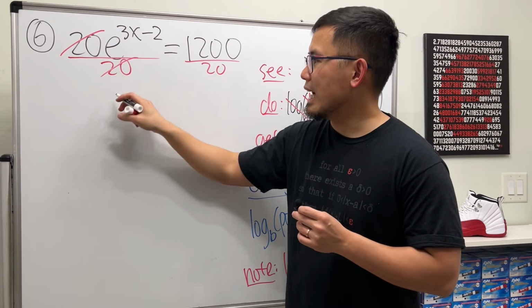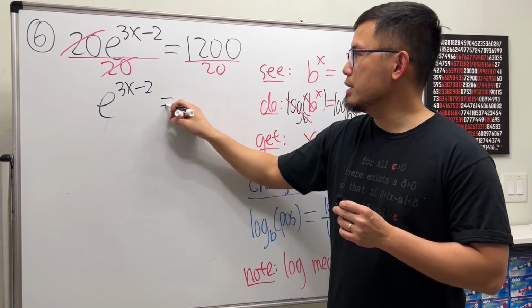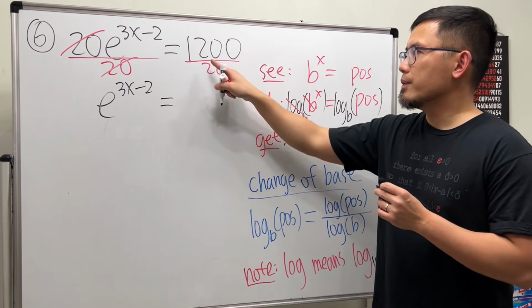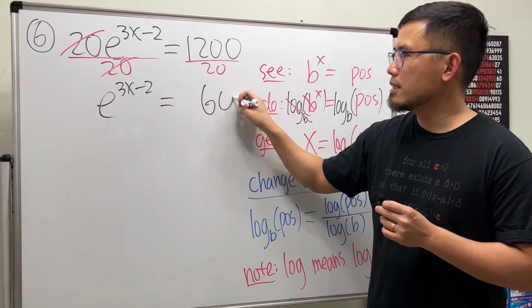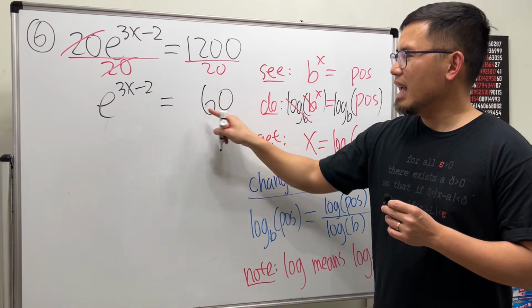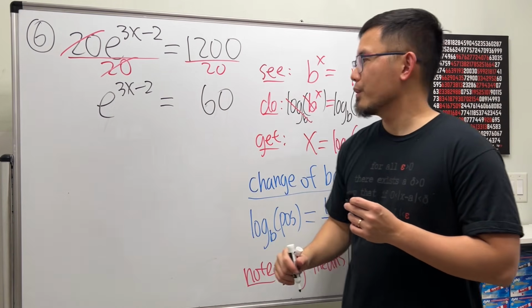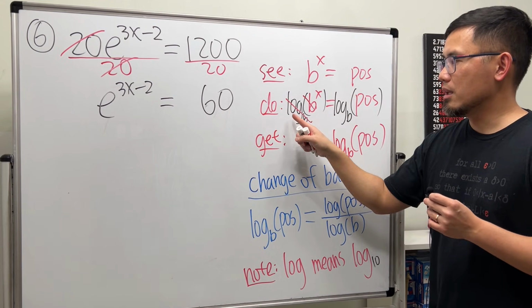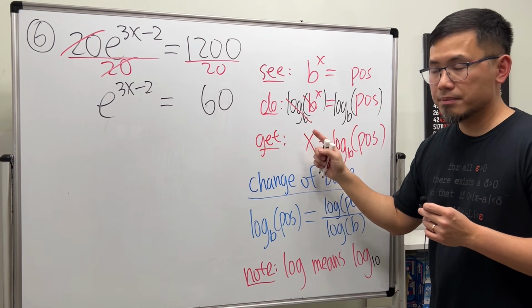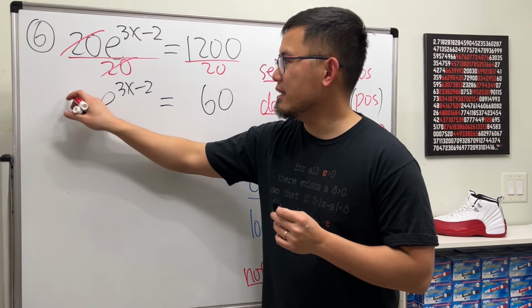And then we will just have e to the 3x minus 2, and that's equal to, we can reduce this, 1200 divided by 20, you get 60. Okay, and then after that, we have e to this power. So what we have to do is log with the same base. Here we have e. In fact, we are going to take the natural log.